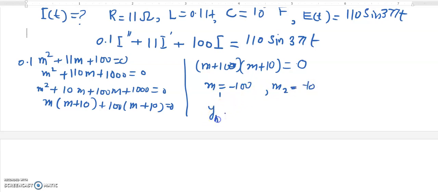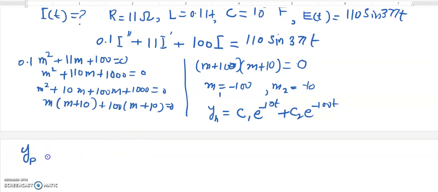So the homogeneous general solution would be C1 e^(-10t) + C2 e^(-100t), or you can even say C1 e^(-100t) + C2 e^(-10t). That's also okay. C1 and C2 we need to find later on, but let's find the particular solution. For the particular solution, we need to apply the method of undetermined coefficients.